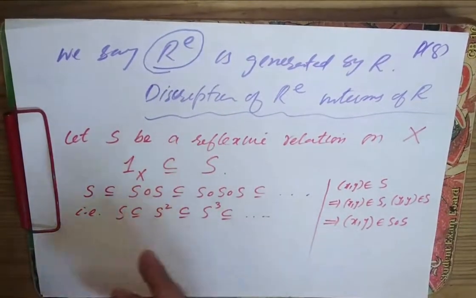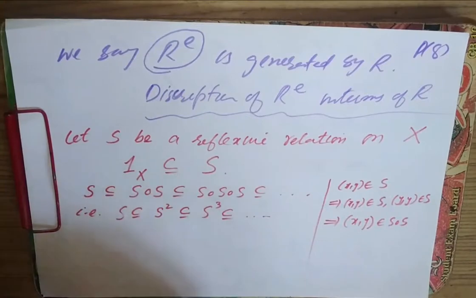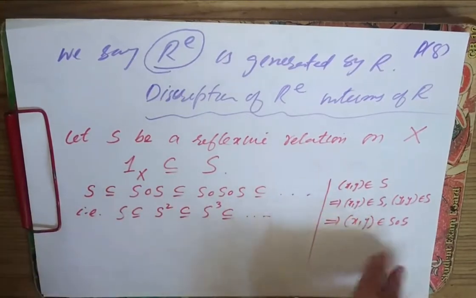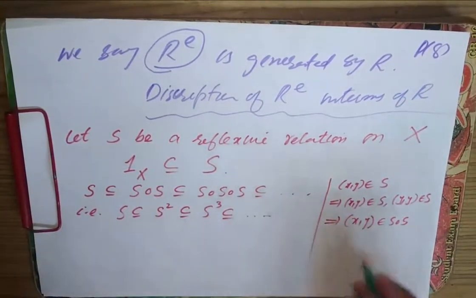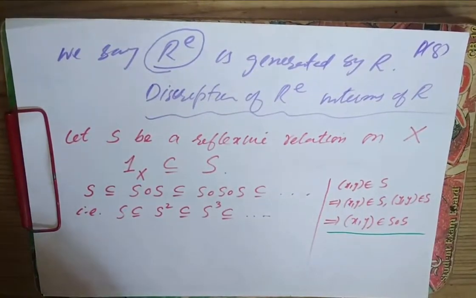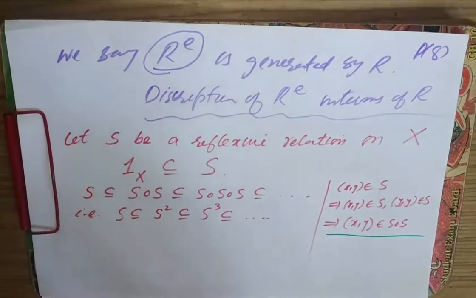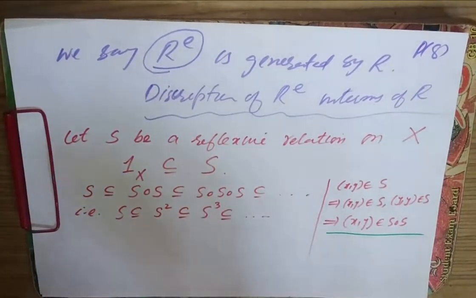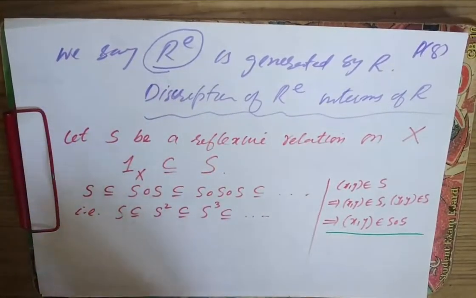Similarly, we can see that S composition S is a subset of S composition S composition S. So here we are using reflexivity. So they are subsets: S is a subset of S square, which is a subset of S cube, and so on. So in general, we can define S^n.